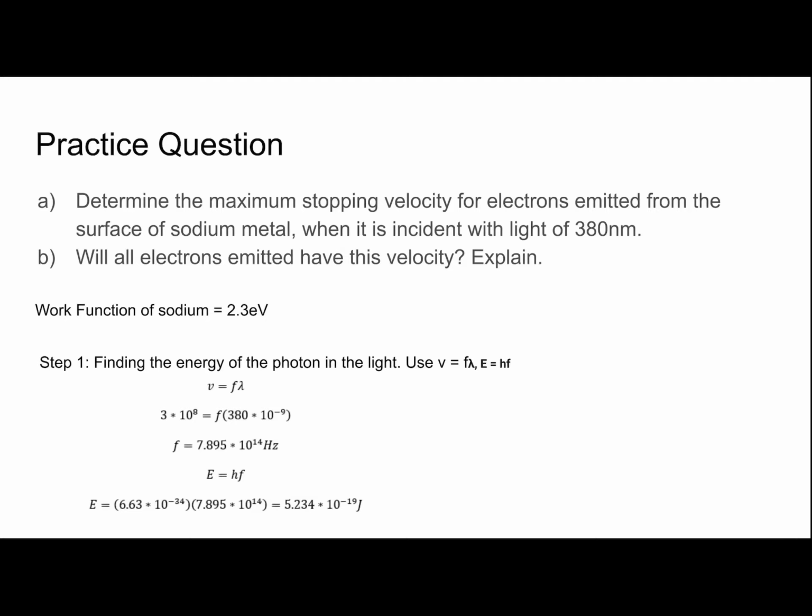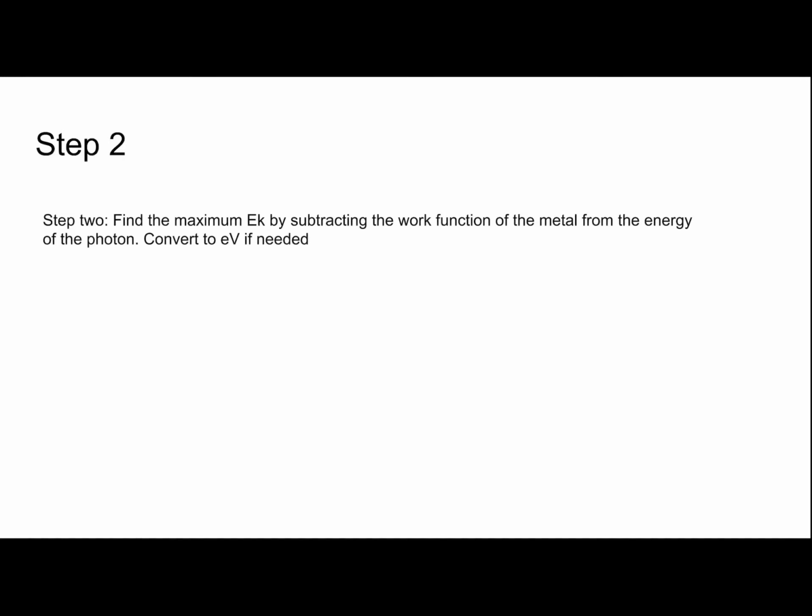Alright, so now we have the total energy of the photon, and we have our work function. They're in different units. The work function is given in electron volts, and the energy is given in joules. So in this case, we need to convert the joules into electron volts in order to subtract. So this is step 2. Find the maximum EK by subtracting the work function from the energy of the photon, because the work function is the amount of energy needed to bring the electron to the surface, and any energy left over after that will be converted into kinetic energy. So we need to convert to electron volts if needed.